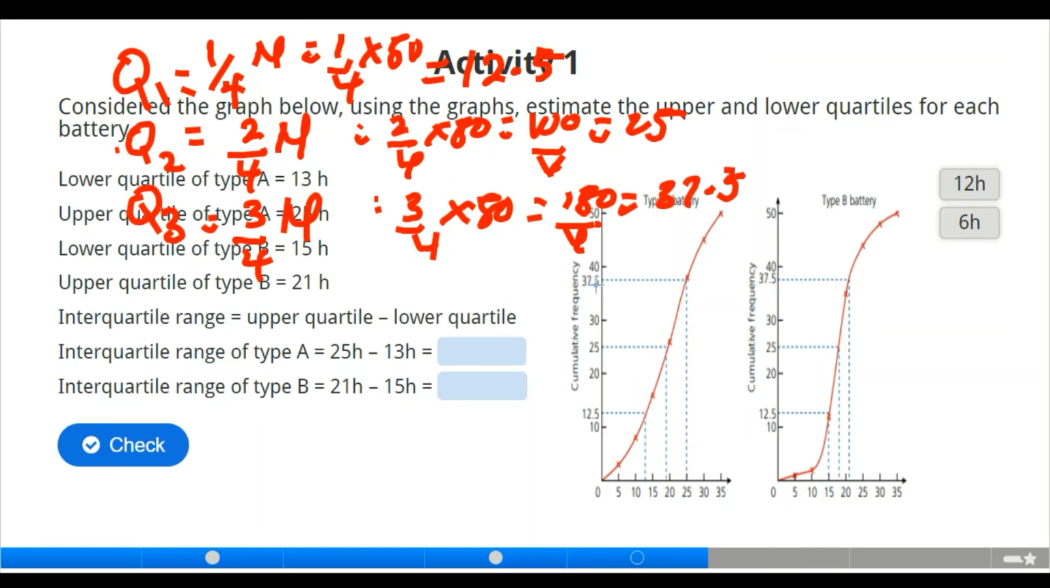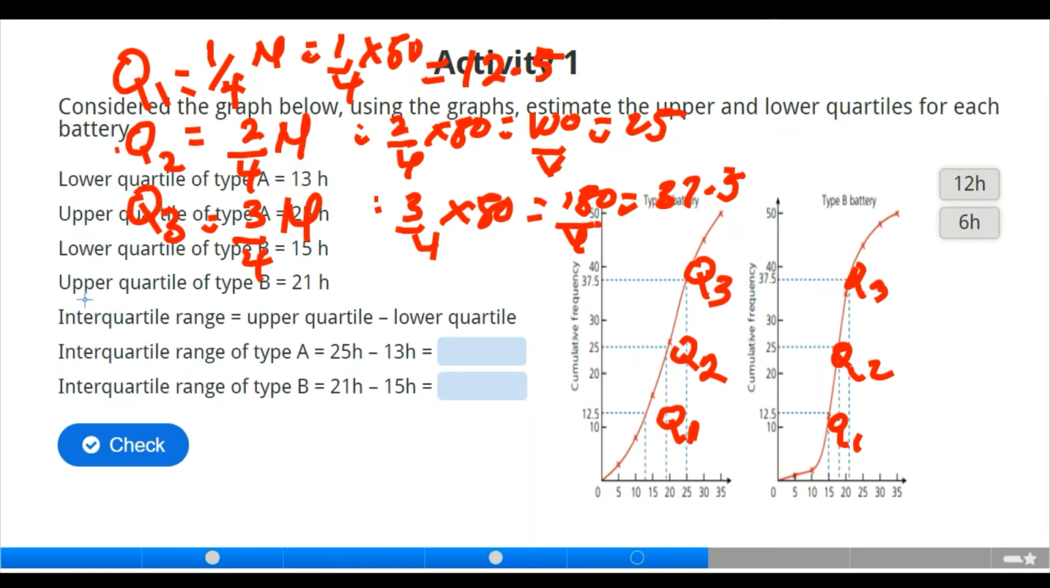So we can sketch now. Looking at 37.5, we trace it down, and this is Q3. The middle quartile is 25, that is Q2. And this is Q1, which is the lower quartile. So this is Q1, this is Q2, and this is Q3, and we have identified that based on what we have here.